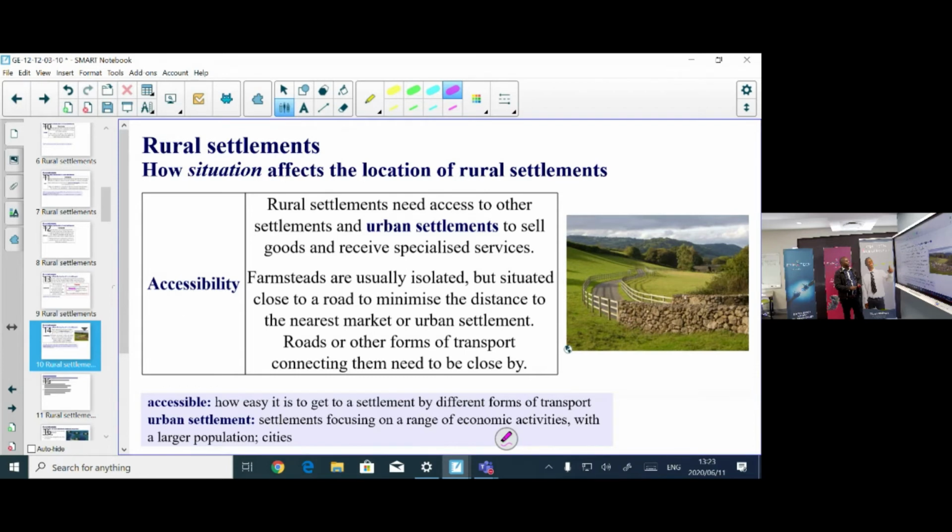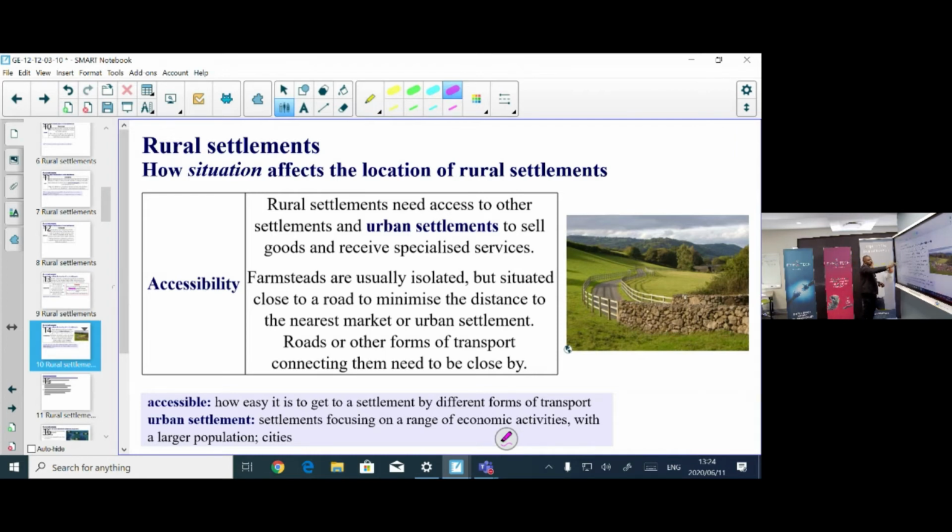Accessibility. This is how people can get to their settlement using different means of transport. This cannot be overemphasized. Rural settlements need access to other settlements as well, and urban settlements to sell goods and receive specialized services. Farmsteads are usually isolated, but situated close to a road to minimize the distance to the nearest market or urban settlement. Roads or other forms of transport connecting them need to be close by.